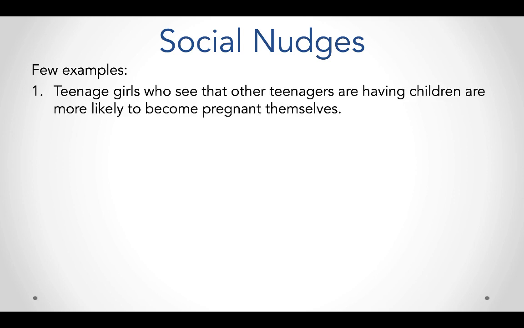There are social nudges that we have, and they're very powerful. They come from social proof, where we say that any behavior that is done by people similar to us is okay in certain situations. So, for example, teenage girls who see other teenagers having children are more likely to become pregnant themselves.